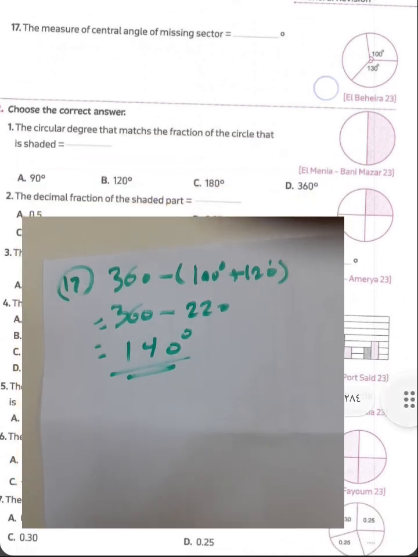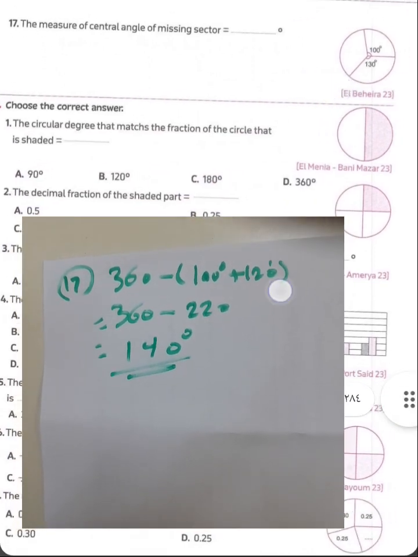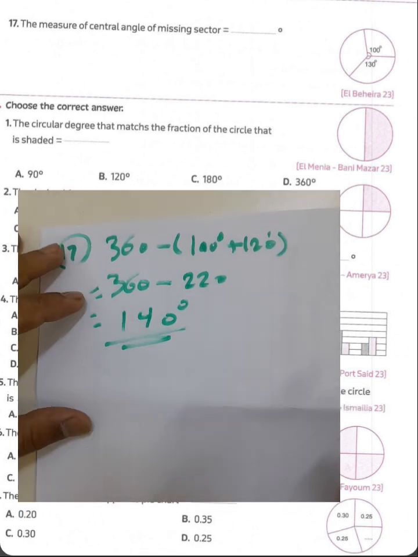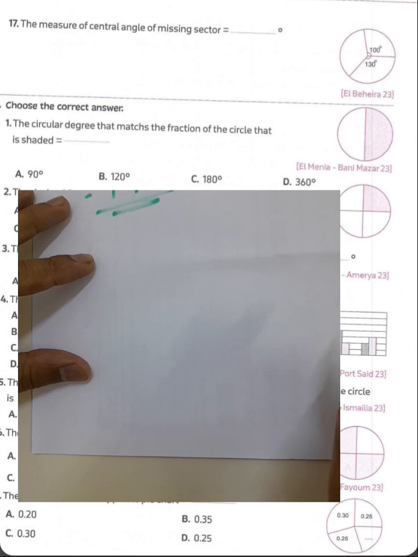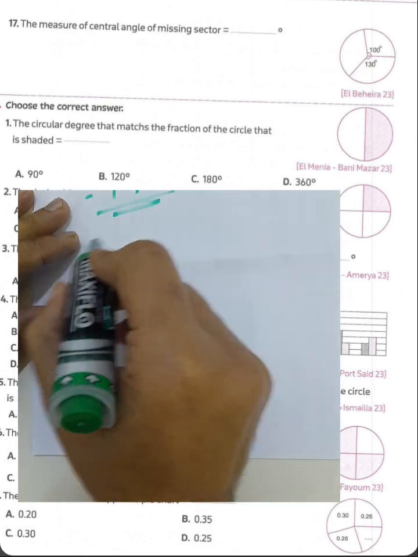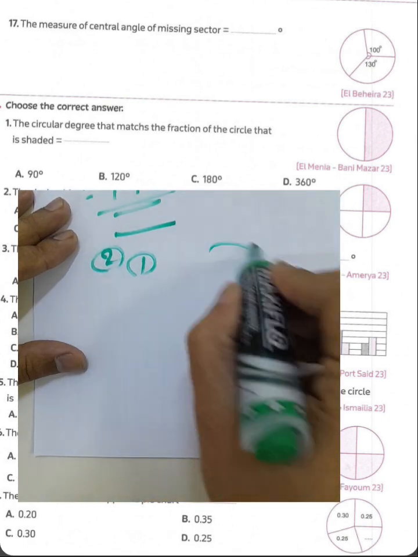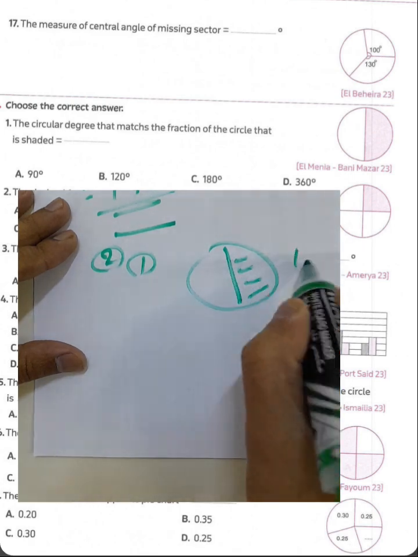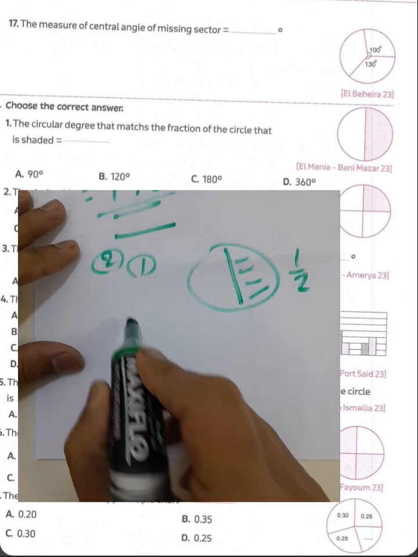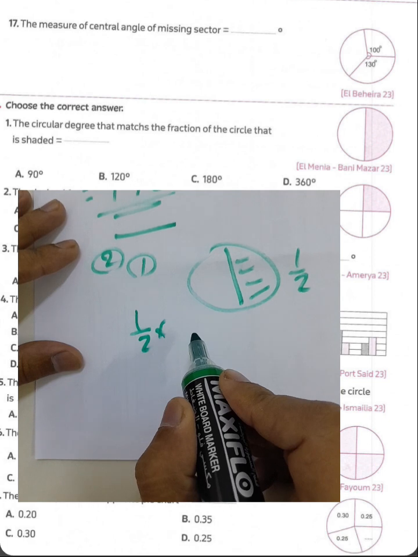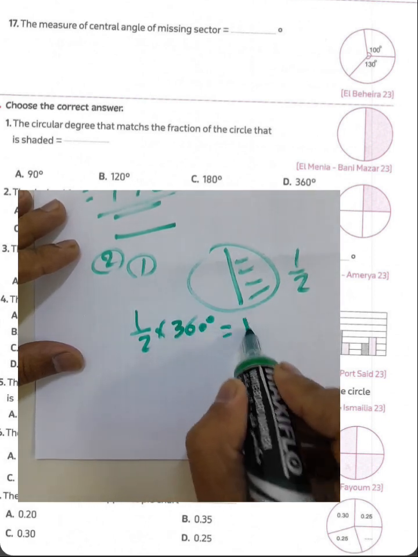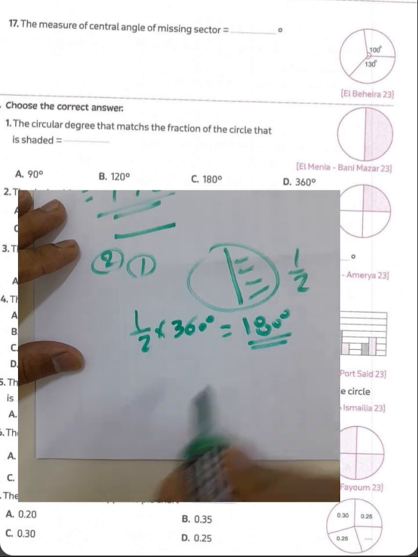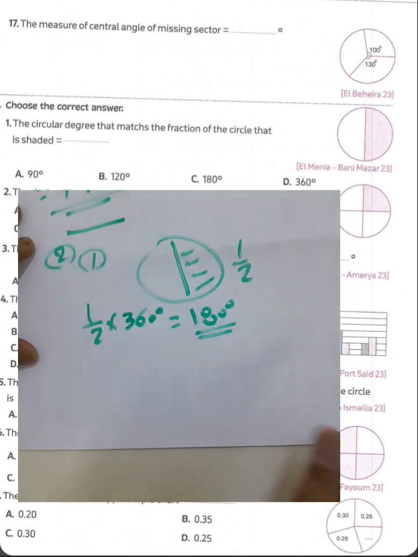Question number 2, choose the correct answer. Number 1, the circular degree matches the fraction of the circle that is shaded. We have here half. He colored half of the circle. Half multiplied by what to find the circular degree? Circular degree means half multiplied by 360. It will be 180 degrees. Okay, this part refers to 180 degrees.